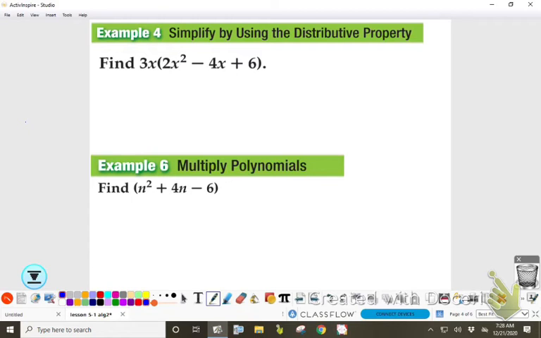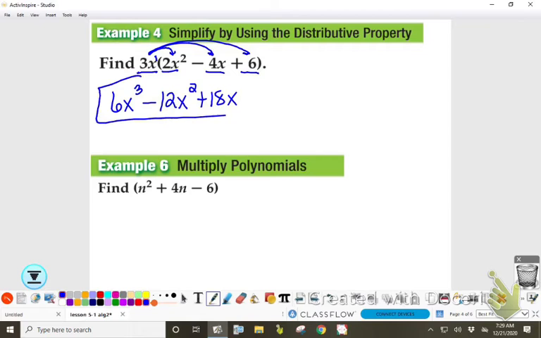This is just a distributive property. We're distributing 3x to everything inside the parentheses, and there's 3 things inside. So 3x times 2x squared, you're going to have to remember your properties of exponents. 3x times 2x squared is 6x to the third, because you have an x to the 1 times x squared. That's when you add their exponents. 3x times negative 4x would be minus 12x squared. And 3x times 6 would be plus 18x.